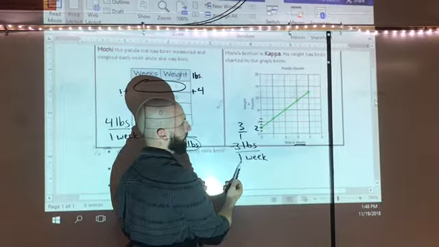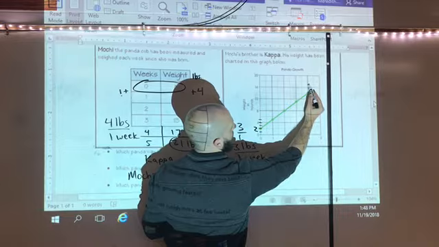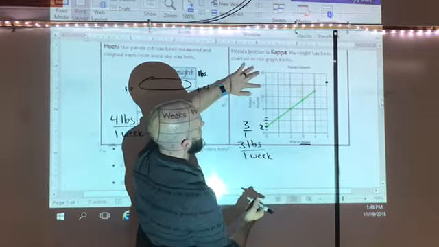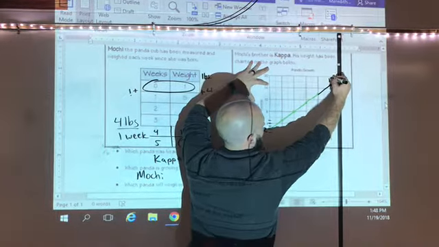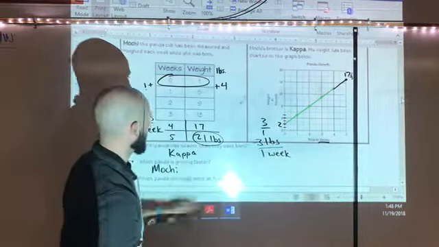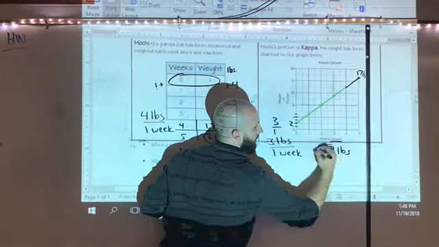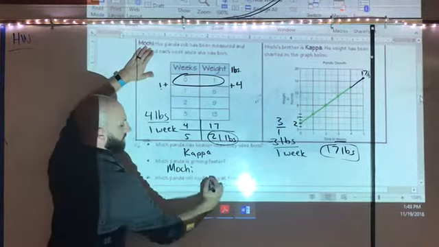We know that it's 3 per week. So if we go up 1, 2, 3 over 1, we can see that it's 16, 17. So it's going to only be 17 pounds. Okay, so 21 versus the 17 pounds in 5 weeks. So which one's going to weigh more? It'll be Mochi.